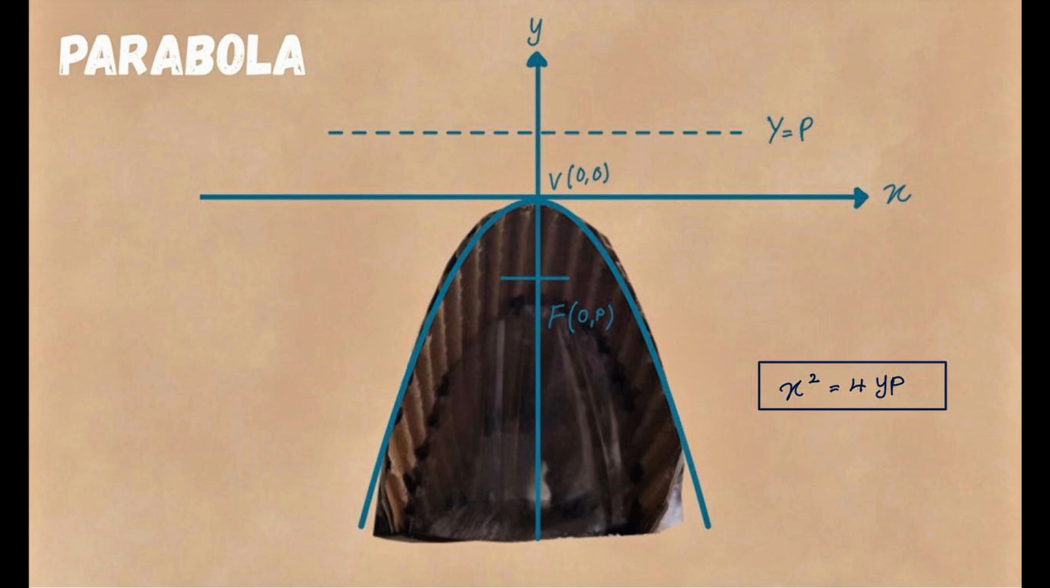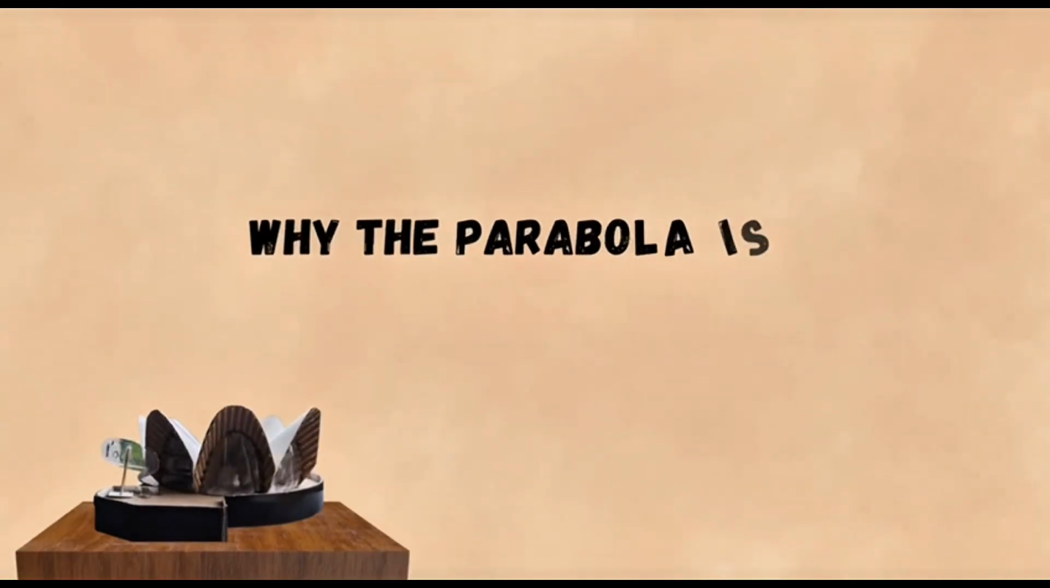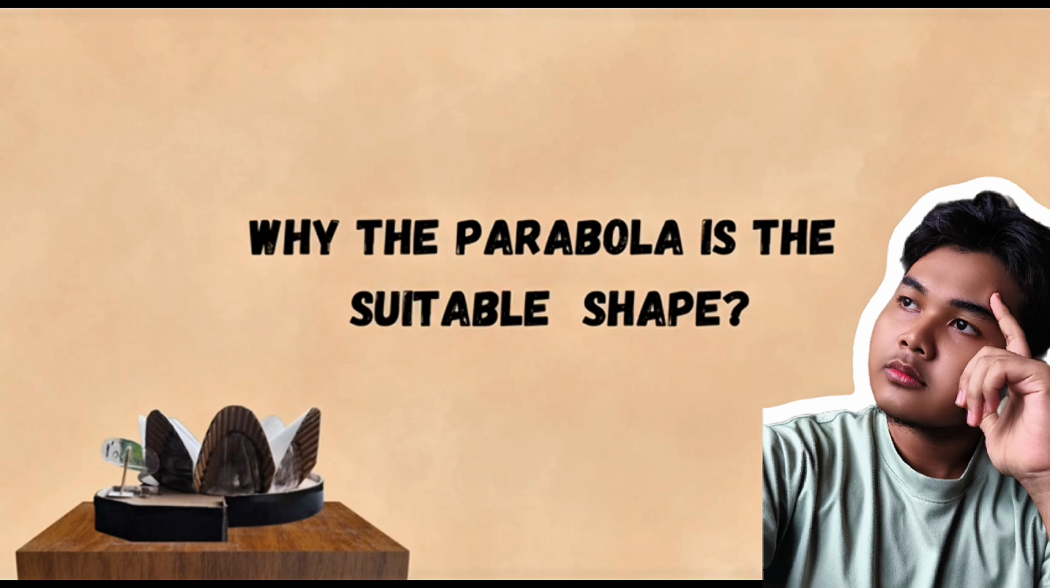And now we can see the equation of the parabola from the diagram. So the equation is x squared equals 4yp. Why is the parabola a suitable shape?